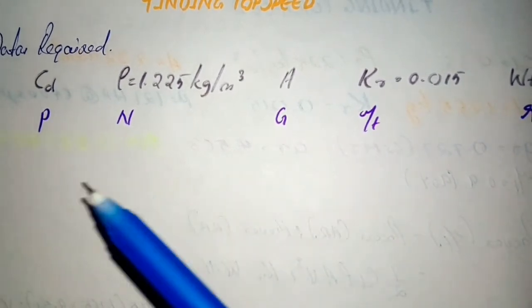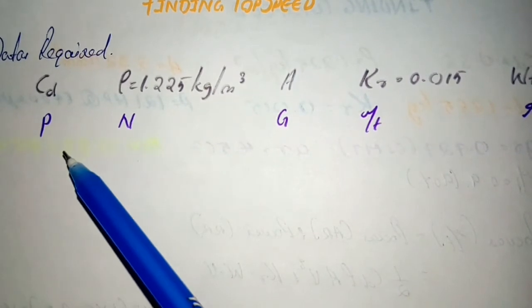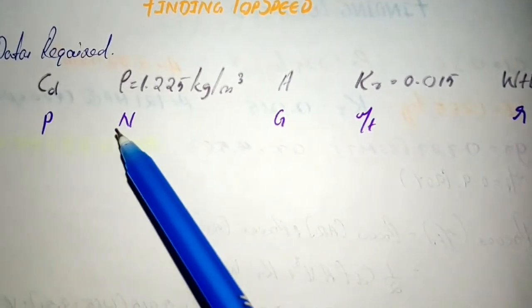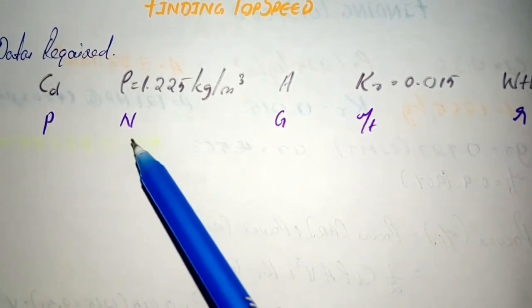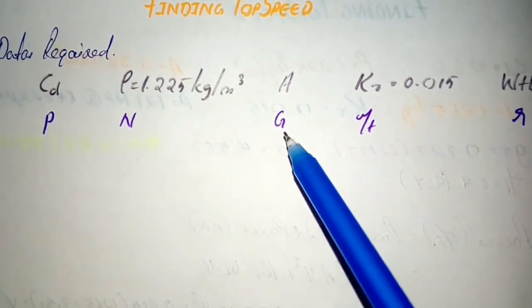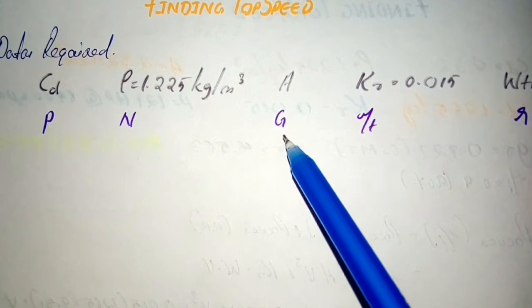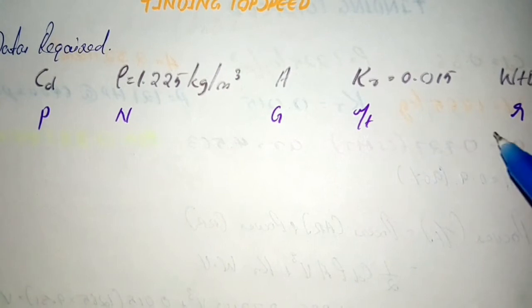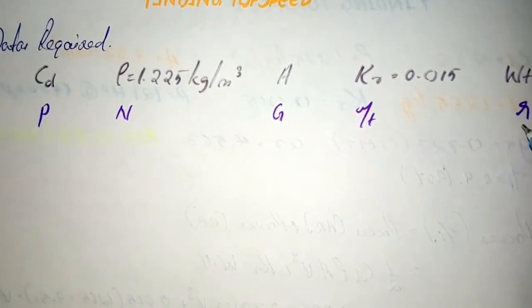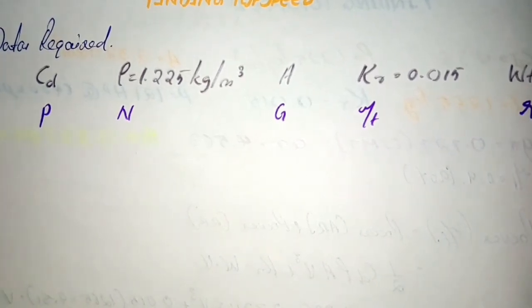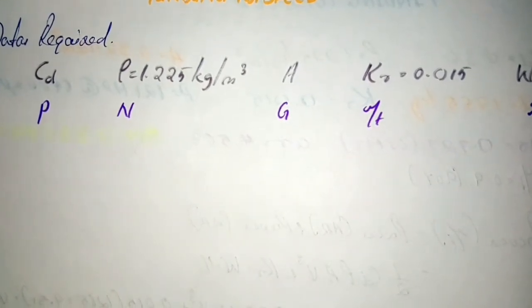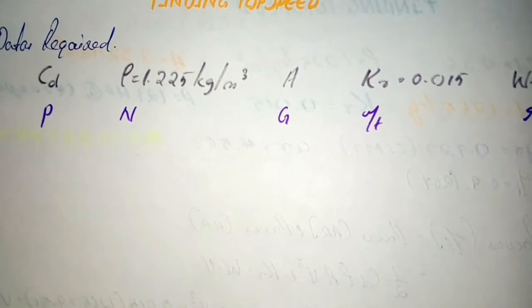We need to know the power of the vehicle, which means the power of the engine, and the speed of the engine, which is in rpm. We also need the gear ratios of the transmission system, the efficiency of the transmission, as well as the radius of the tire of that car.